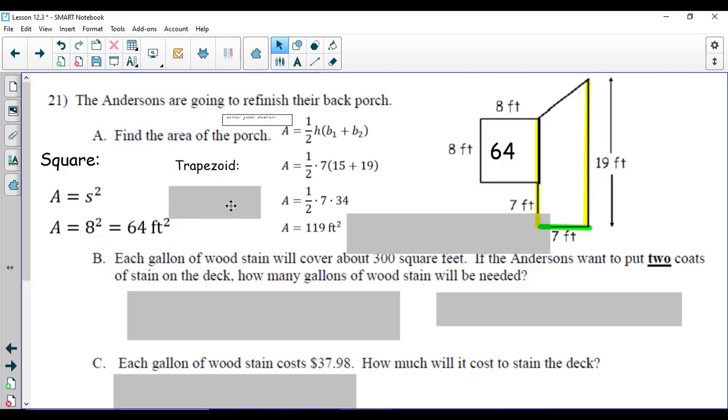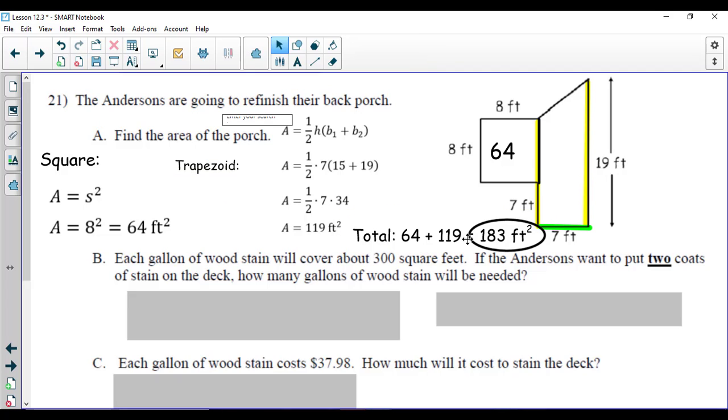So for the total area, whoops, sorry, I had the trapezoid name hidden underneath that box. The total area will be 64 plus 119, which is 183 square feet.